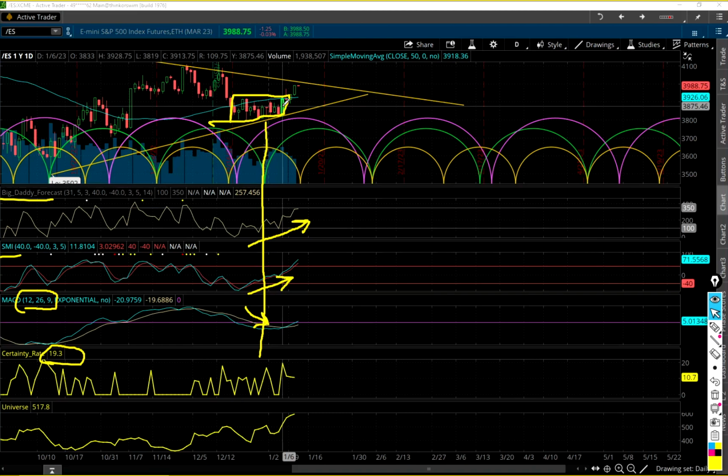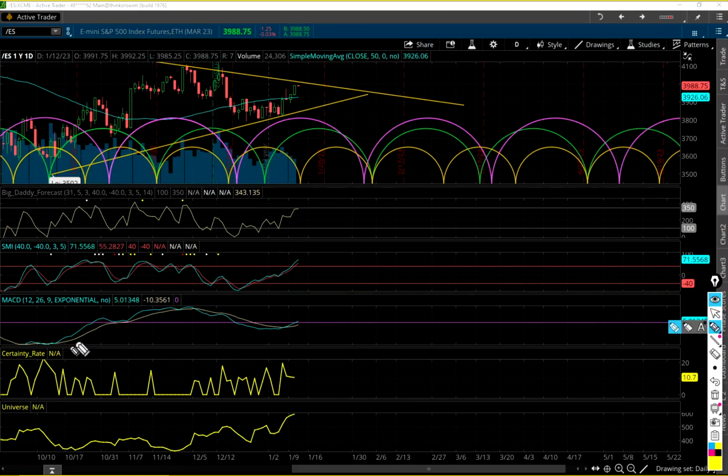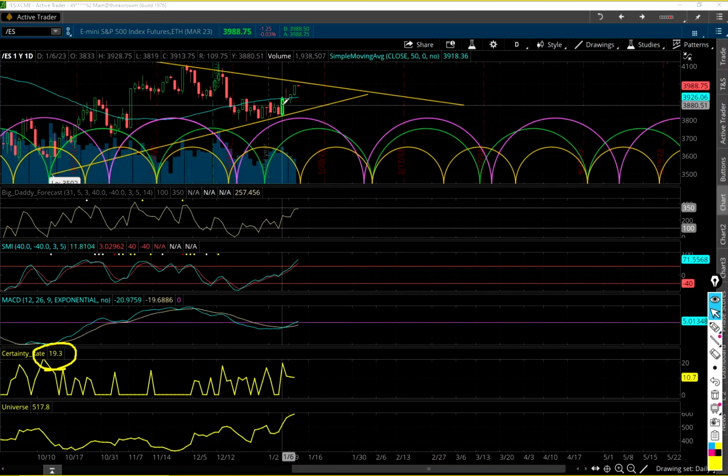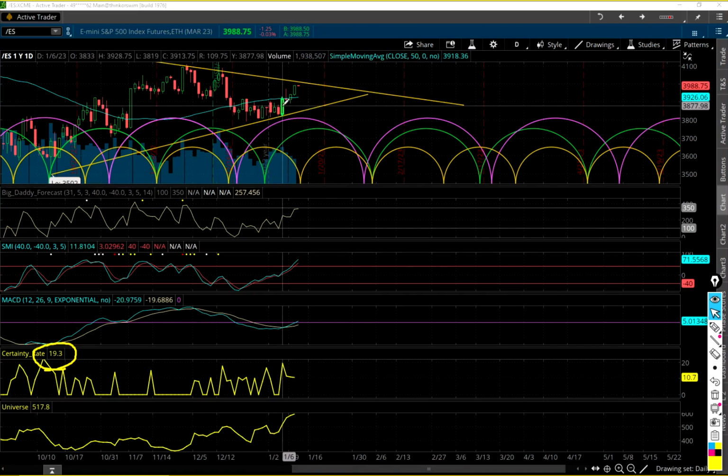So that was the day that really got my attention. 19.3 is a significant jump. Look at the previous day, 0. So 19.3 right there, right? On January 6th. The previous day was what? 0. The day before that, 0. So it went from 2 days of 0 and it jumped. Not to an 8 or a 9 or even a 12, but it jumped from 0 to 19. That's a big jump in one day.